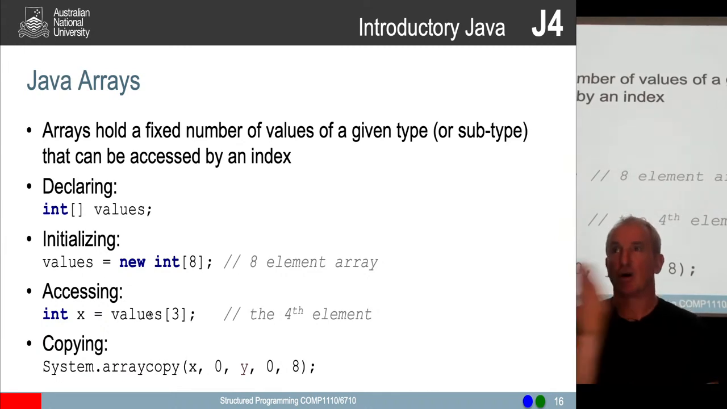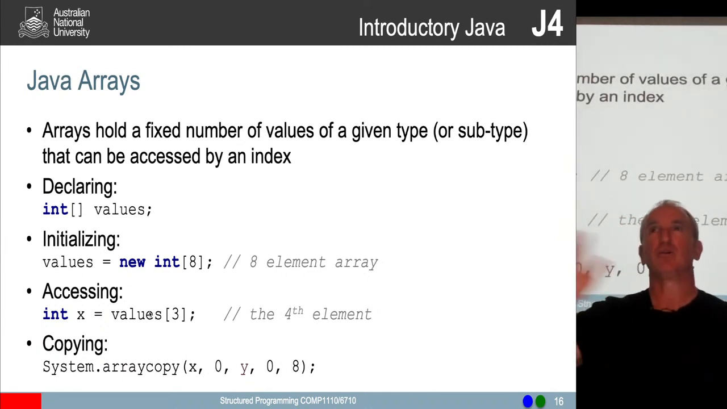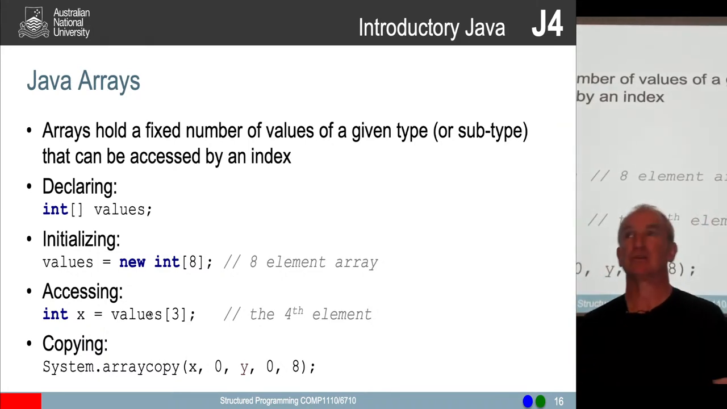Okay, so we think of it as an offset. The offset 0 into the array, the offset 1 into the array, offset 2 into the array. That's the way we do it in many languages. In fact, most languages in computer science use what's called zero indexing.